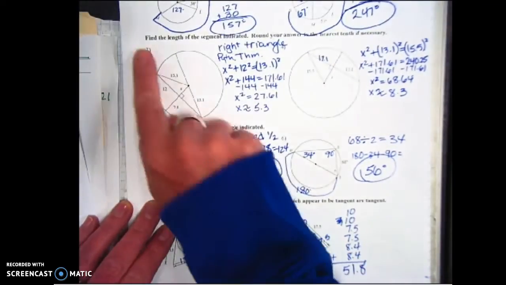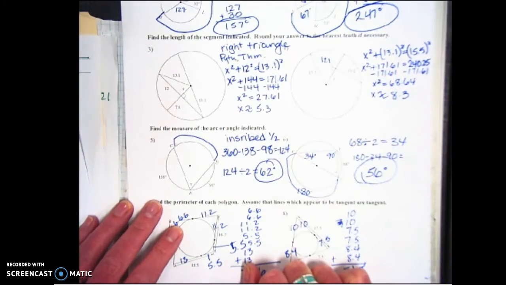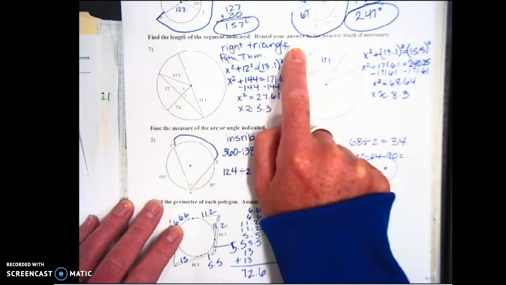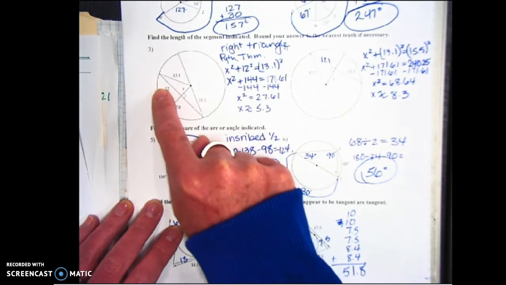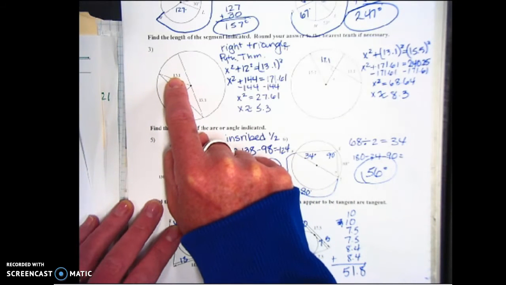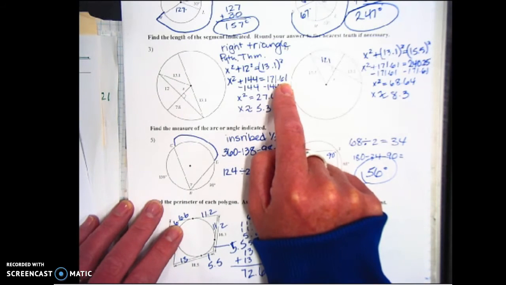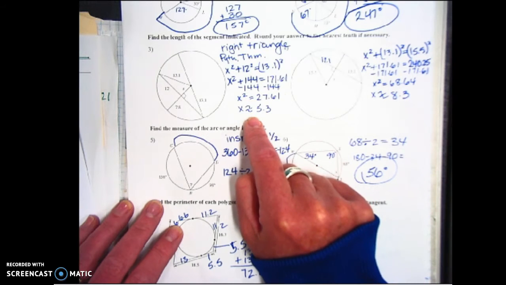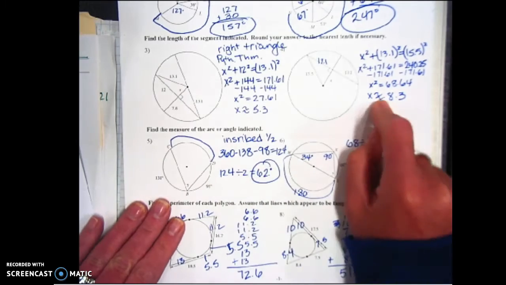Numbers 3 and 4, the directions say find the length of the segment indicated, round your answers to the nearest tenth if necessary. What happens is a right triangle is created, so you're going to use the Pythagorean theorem, using the leg squared plus the leg squared equals the hypotenuse squared. Use your calculator to square these numbers, subtract the 144 from both sides, and then take the square root, round to the nearest tenth, and you get 5.3.